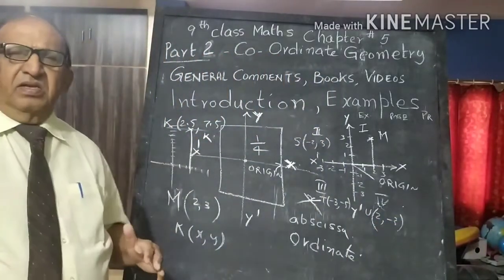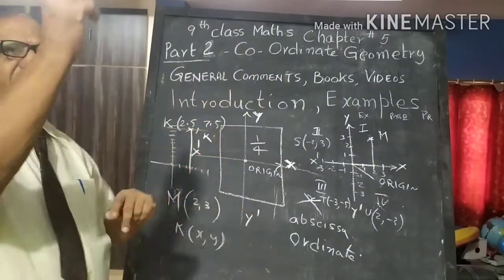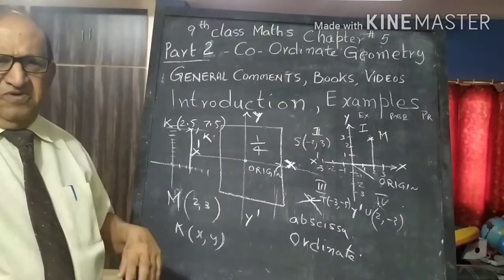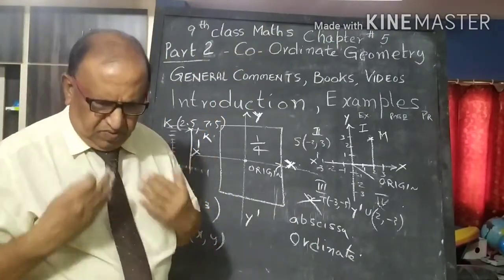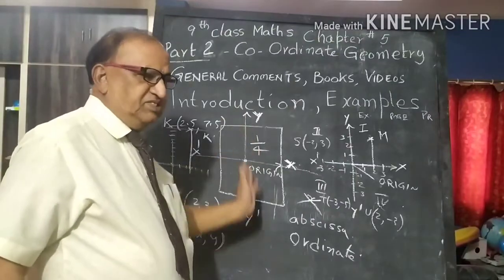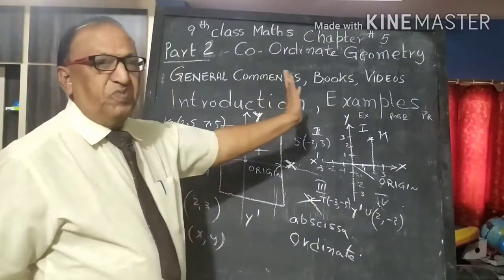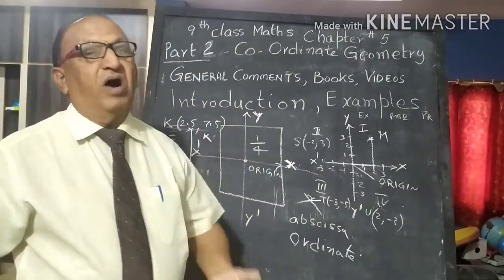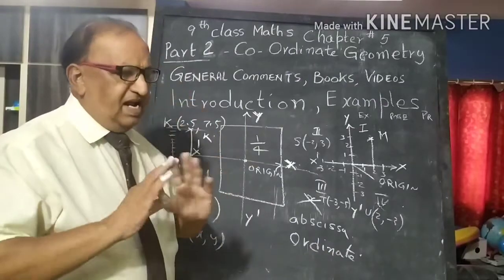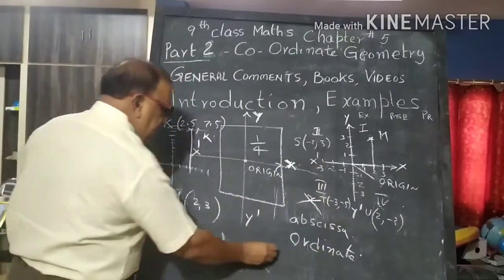So, in the coordinate system, there are 4 quadrants: first, second, third, and fourth. In the first quadrant, both x and y axis are positive, whereas in the second quadrant, x coordinate is negative and y coordinate is positive. You don't have to memorize it like it's rocket science. No, just try a sketch here. It's simple, it's very, very simple.